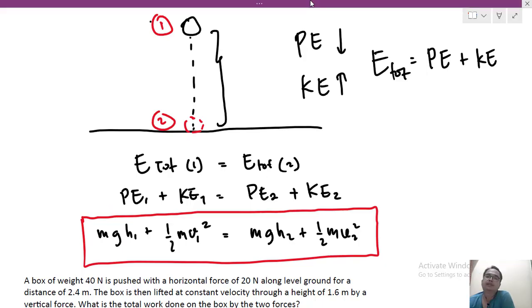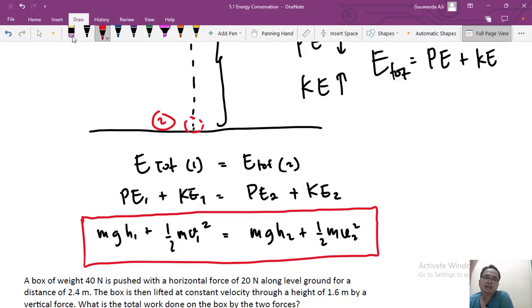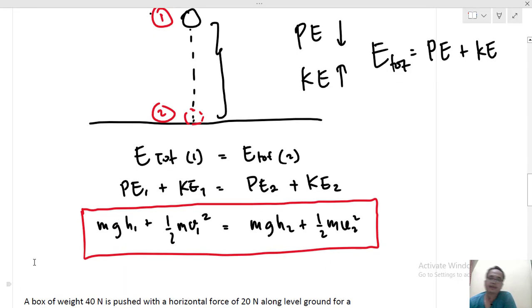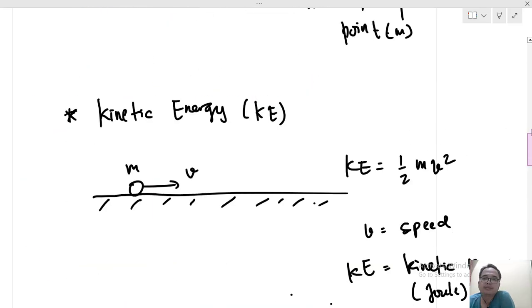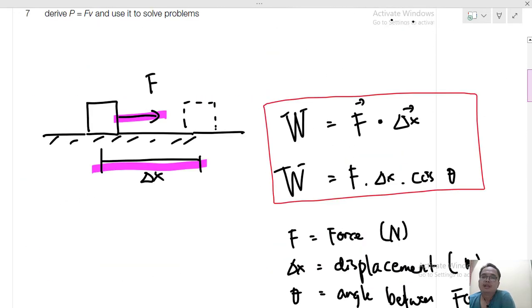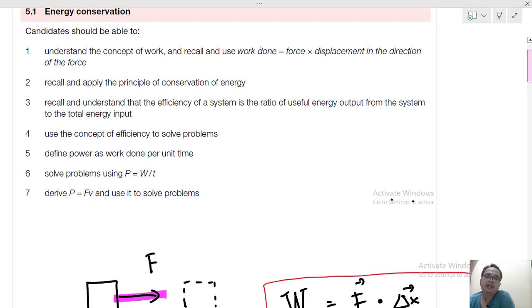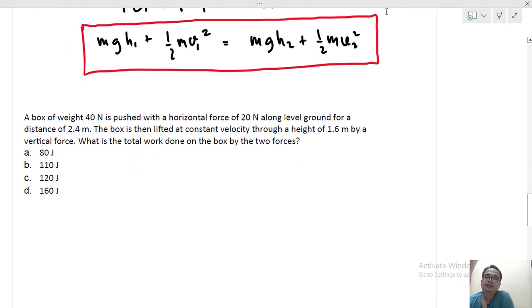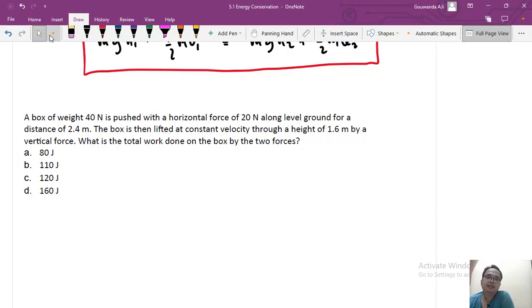Understand? I hope you understand. Another topic: use the concept of efficiency to solve problems. Efficiency first. We will talk about efficiency.